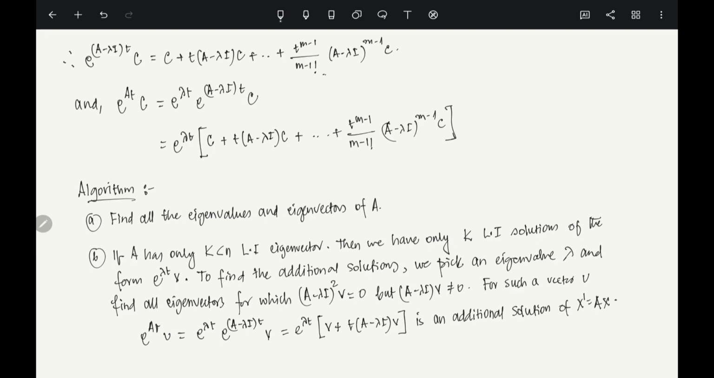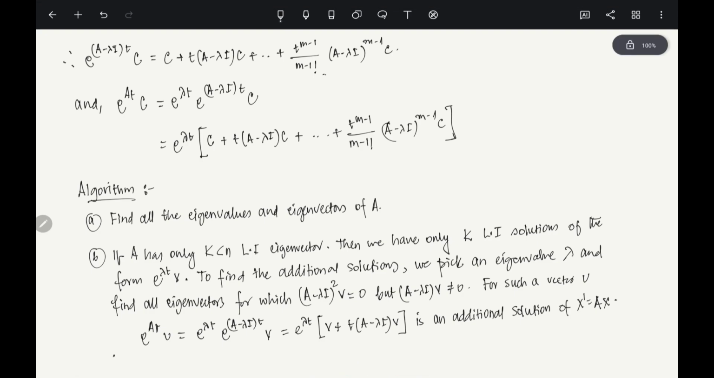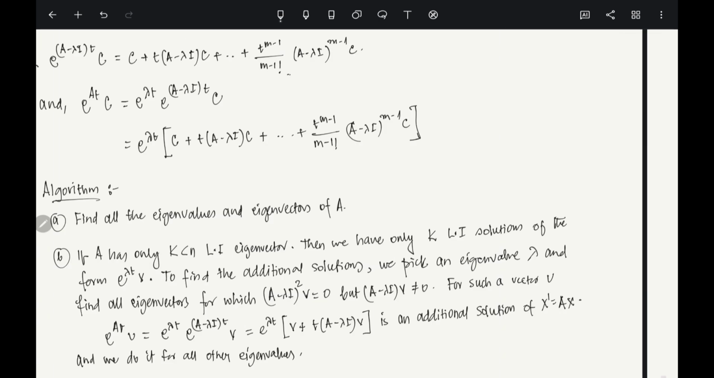And we do it for all other eigenvalues also, if it is possible. Now this second step should give you all the possible solutions you are going to get. So that is A, B, C.